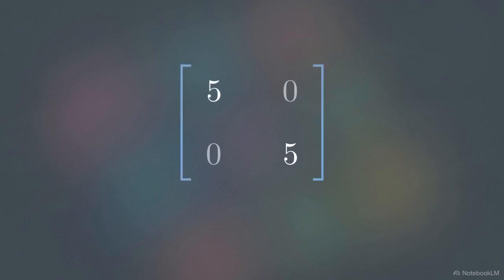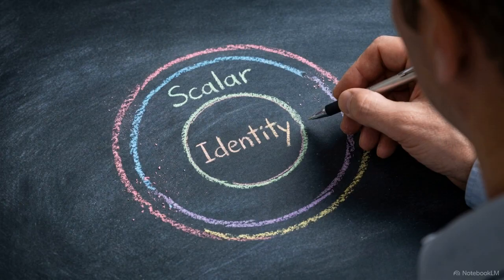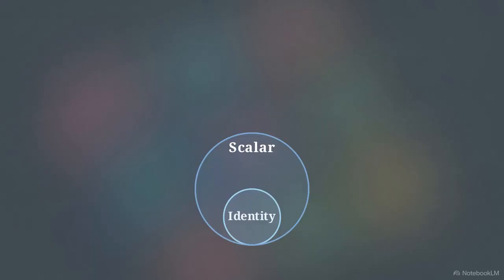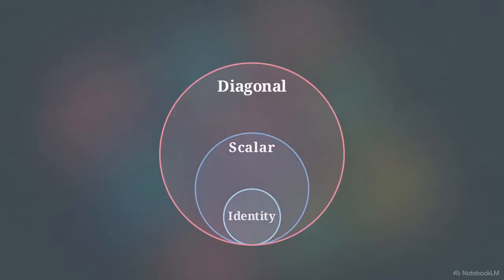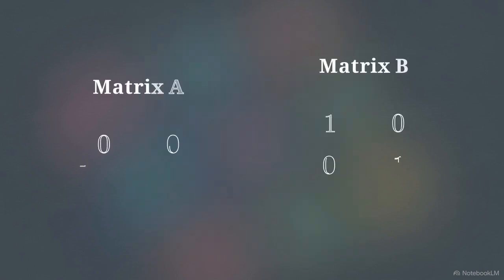Let's try a quick identification. Look at this 2 by 2 matrix with 5s on the diagonal. Can you determine its order and type? It's a 2 by 2, and since the diagonal has matching 5s, it's a scalar matrix. Correct. These definitions are nested. An identity matrix is a type of scalar matrix, which is a type of diagonal matrix, which must always be a square matrix. Let's test these rules with 2 examples.